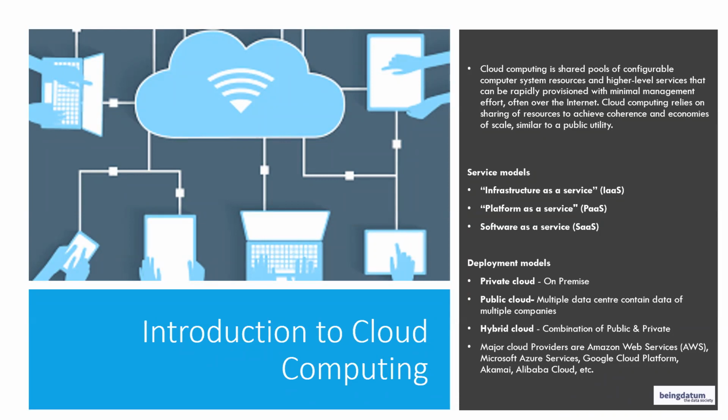Now we have three types of service models being offered by cloud. One is IaaS, PaaS, SaaS. IaaS stands for infrastructure as a service. By the name itself, we can see that it says infrastructure as a service. Here, infrastructure is a key term for us to understand.